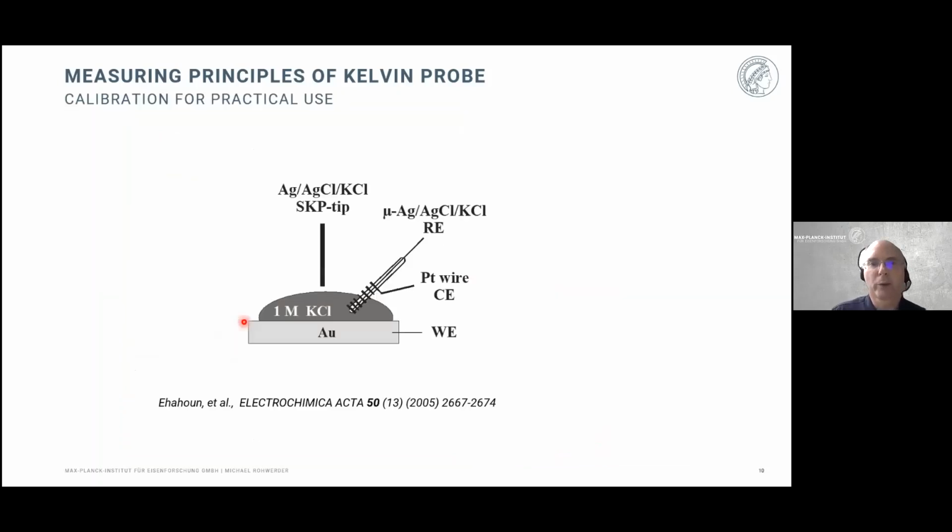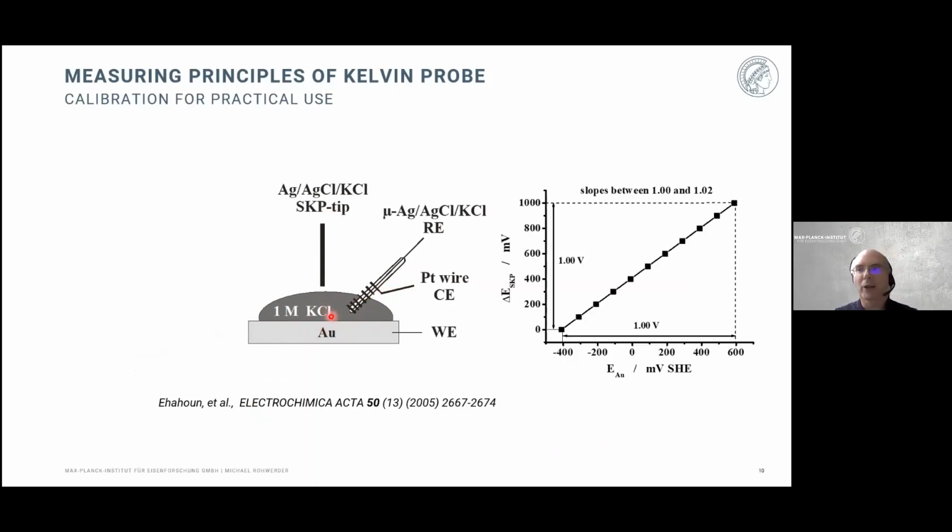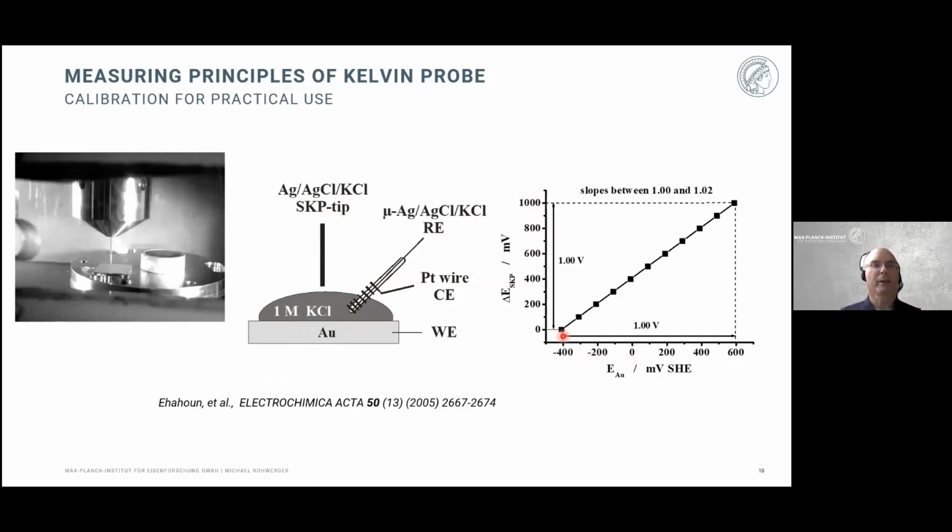Calibration you can do the following way. For example, here's a droplet of electrolyte on a gold surface. Here's a Kelvin probe tip. With the help of a reference and counter electrode, we can apply different potentials. And then we can measure and we can see, as you see here, that we get a one-to-one dependence between measured potential and applied potential. That way we can calibrate. And since this is a one-to-one correlation, we just need to know the offset between the two curves. And that can be done as standard.